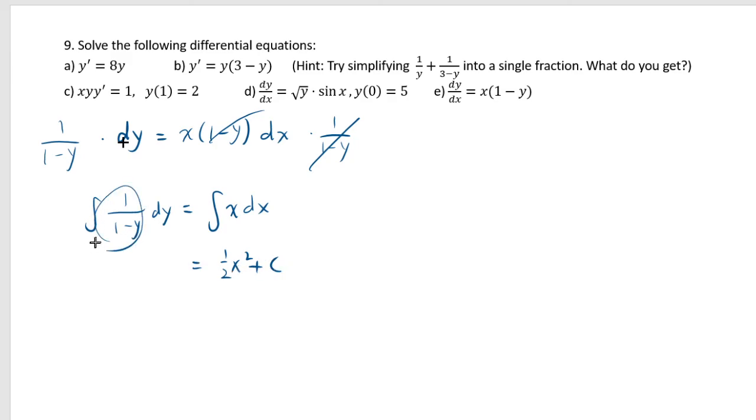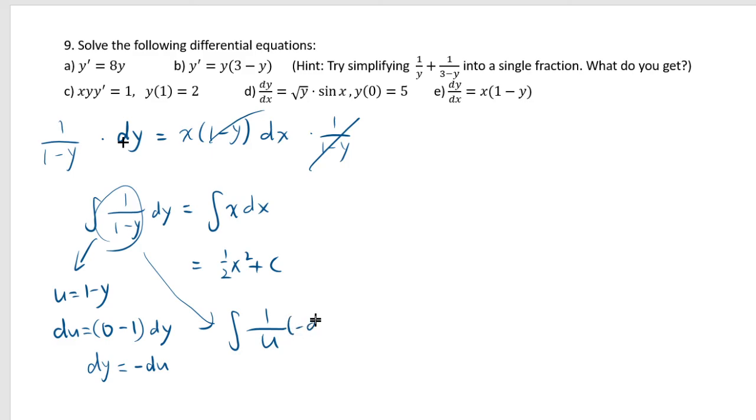For this one, we will require u substitution. U equals 1 minus y. Du would be derivative of 1 is 0, derivative of negative y is negative 1 dy. And then you now solve for dy. So dy is negative du, which brings this integral into integral of 1 over u times negative du. Negative 1 can be pulled outside. And integral of 1 over u is ln of u, and ln of u is what? U is 1 minus y.